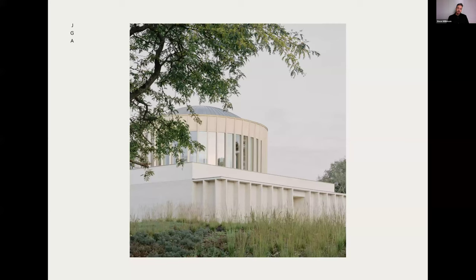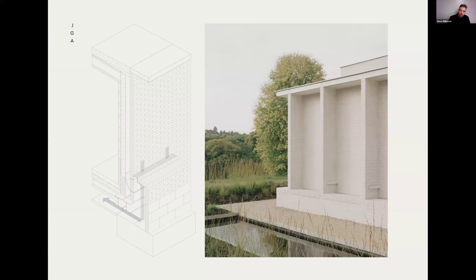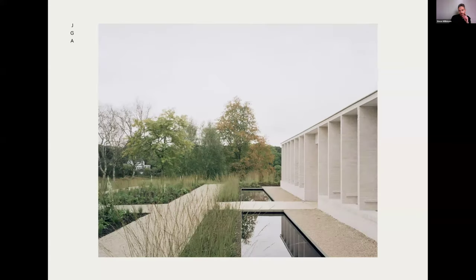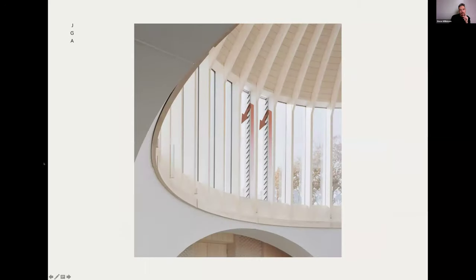And these are used to draw air through into the building to pre-cool it in summer. In the temple, these external air grills are positioned in the alcove seating on the principal facade. And you can see in this drawing on the left how air can be drawn through in summer, pre-cooled in the basement, and then supplied into the congregation space if it overheats. And that's paired with high-level louvers to purge warm air from the building.